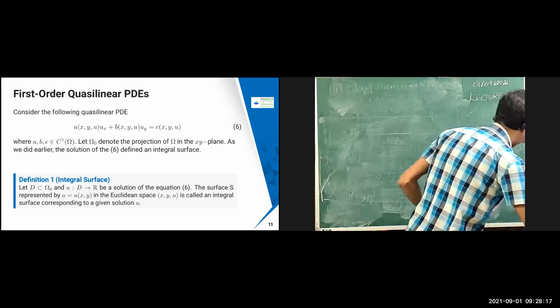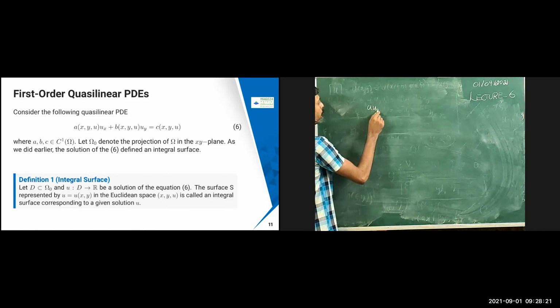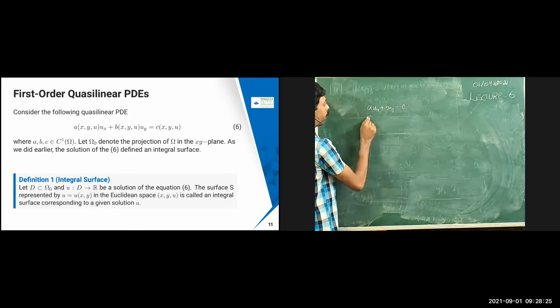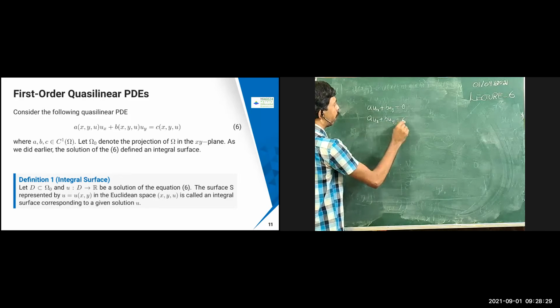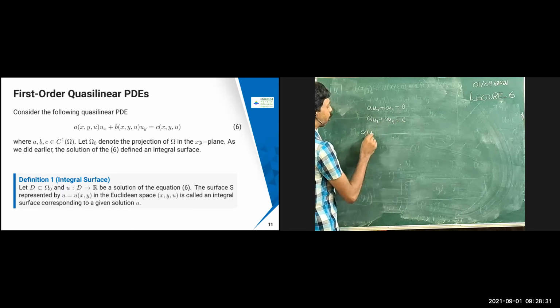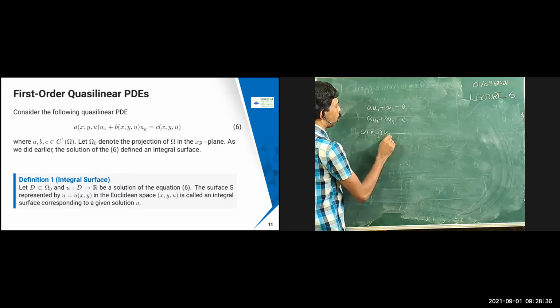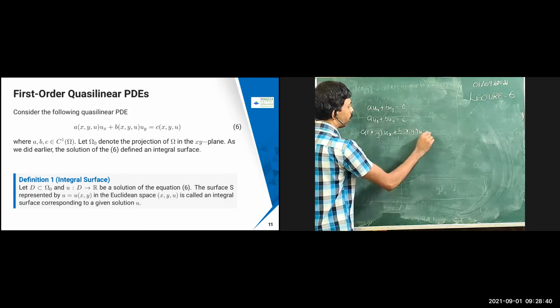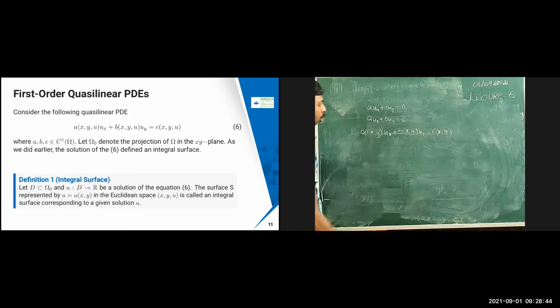See, in some of the textbooks, what they used to do is that first they will solve this problem, aux plus buy equal to 0. And then they will solve aux plus buy equal to c. Okay, a, b, c are constants here. Then they will take a(x, y) ux plus b(x, y) uy equal to c(x, y). This problem they will solve. And then they will go for this one.